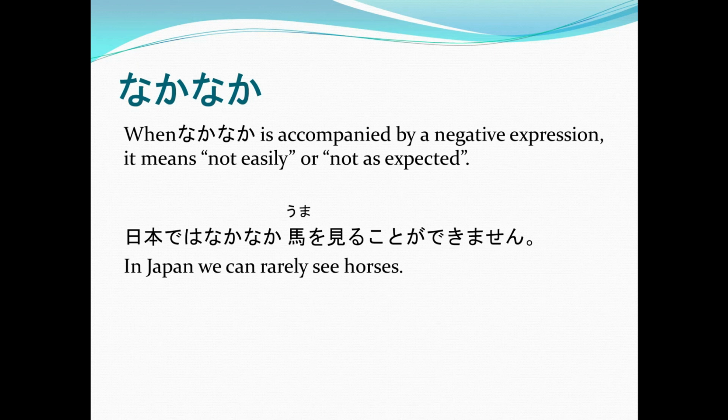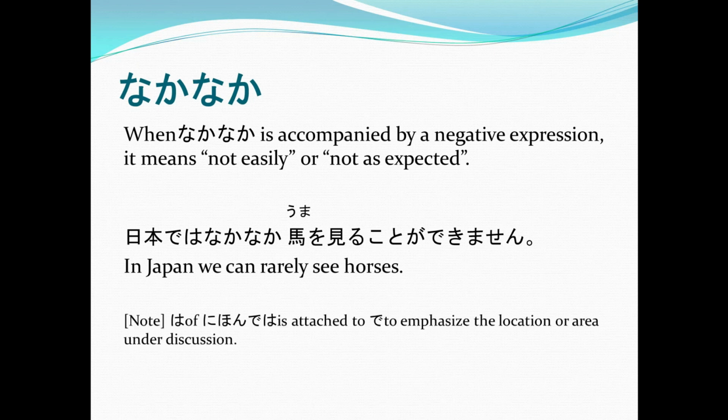So remember, it means not easily or not as expected, and it is always used with the negative expression. So in this one, we use it with dekimasen. Take note that the wa of Nihon de wa is attached to de just to emphasize the location or area under discussion. So don't worry, we'll be discussing this somewhere around lesson 26 or 27, if I'm not mistaken.